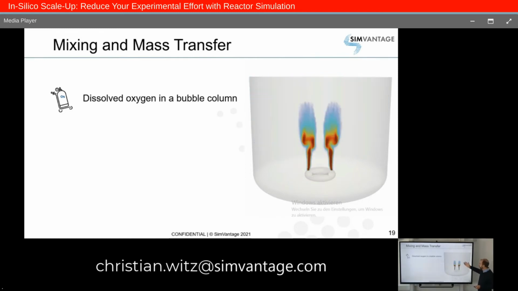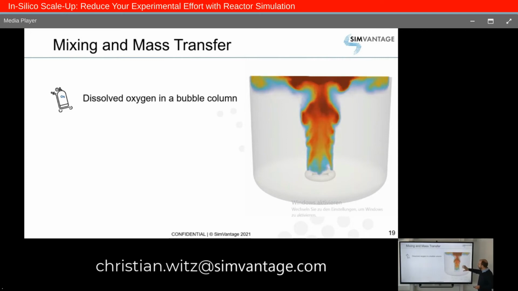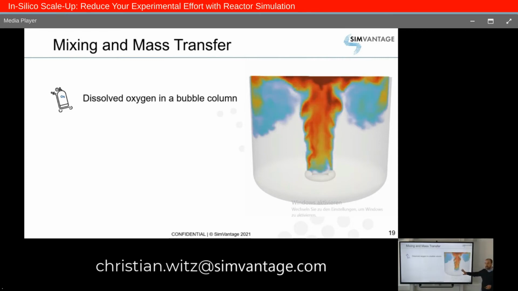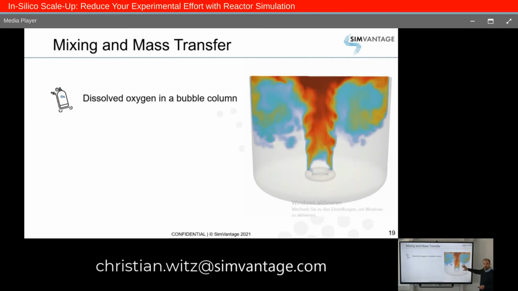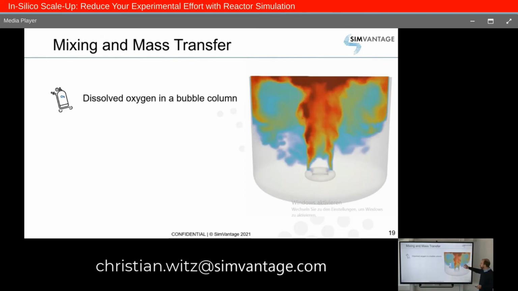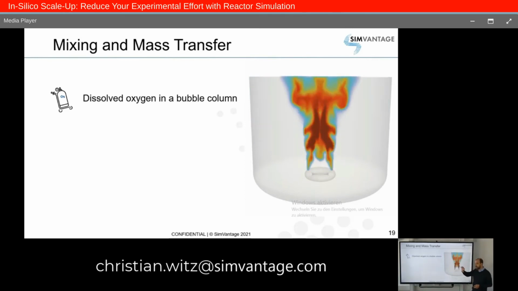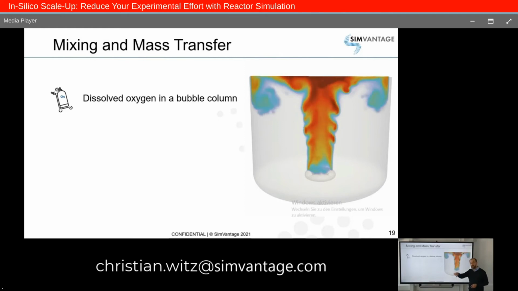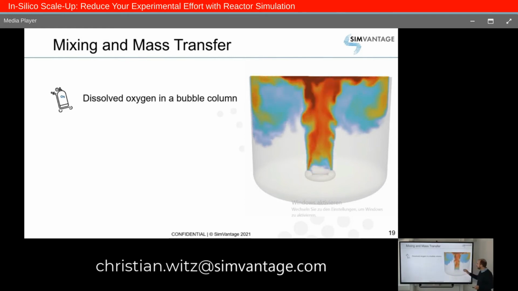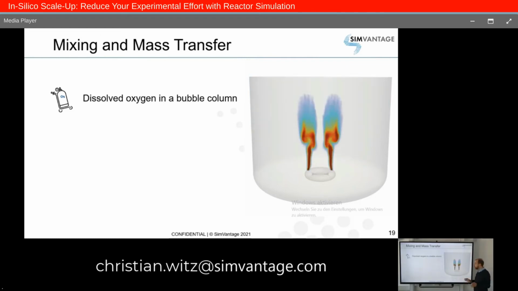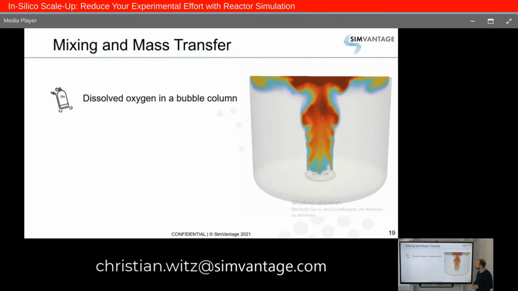The bubbles are not shown here for visibility. But what we see here is already the dissolved oxygen in this bubble column. So the oxygen is transferred from the bubbles to the liquid, and within the liquid we use our mass transfer algorithm to transport this dissolved oxygen around.